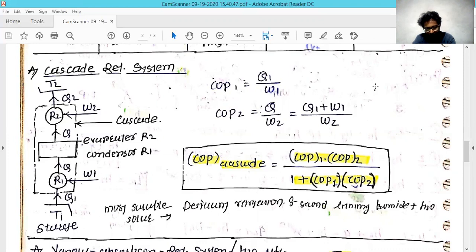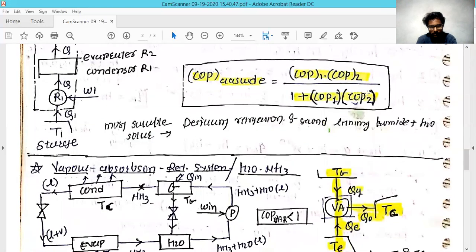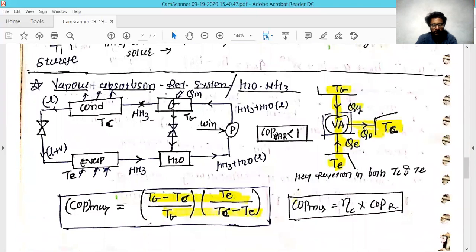And we are very well aware that Q is nothing but the sum of W1 plus Q1. If you put that in the formula, it will turn out to be (Q1 plus W1) divided by W2. And the combined coefficient of performance for this cascade is going to be the coefficient of performance of the first into the coefficient of performance of the second, divided by 1 plus the multiplication of these two. So this is the combination of these two.